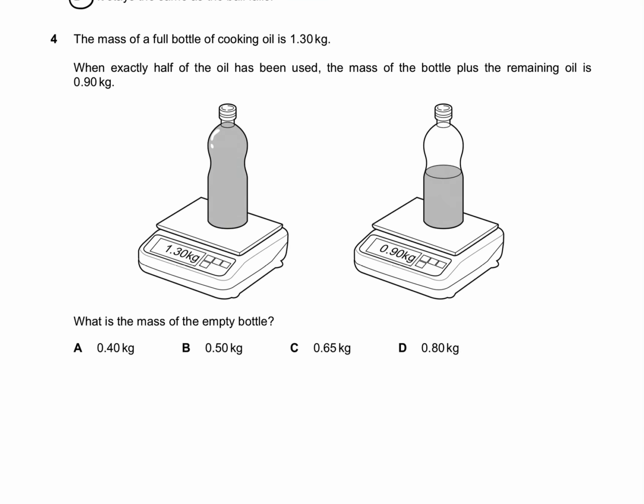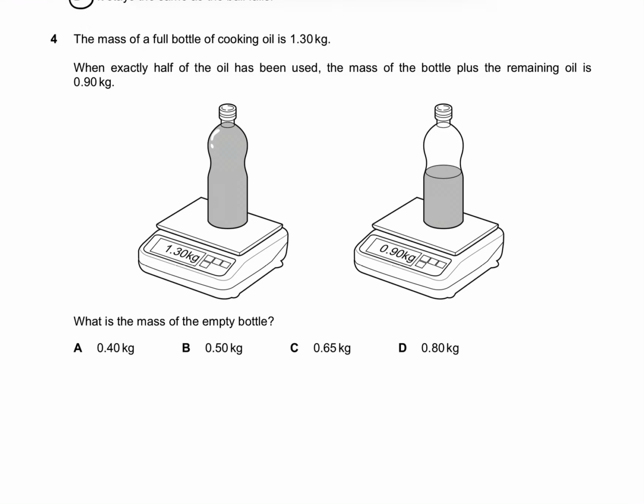Moving on to number 4, this question says the mass of a full bottle of cooking oil is 1.3 kilograms. When exactly half of the oil has been used, the mass of the bottle plus the remaining oil is 0.9 kilograms. What is the mass of the empty bottle?